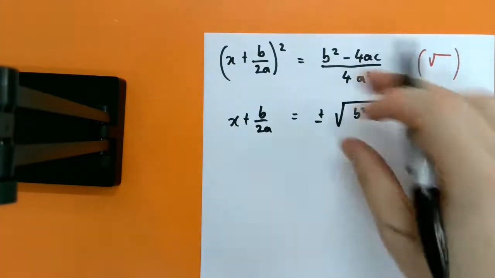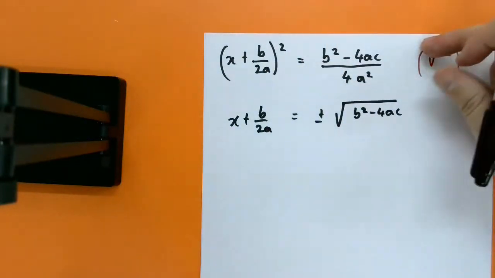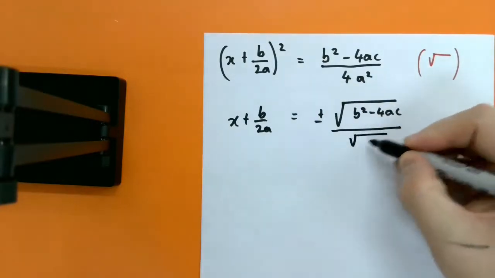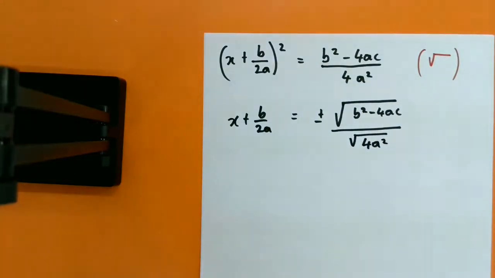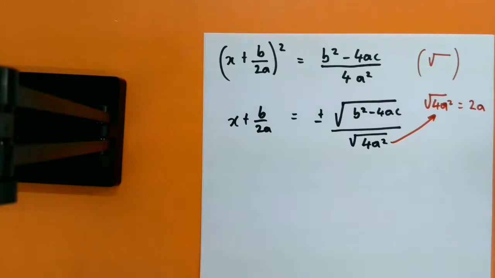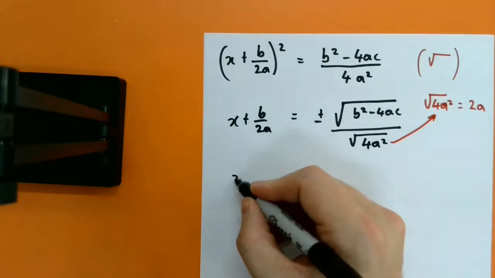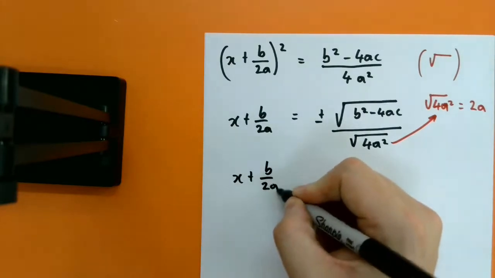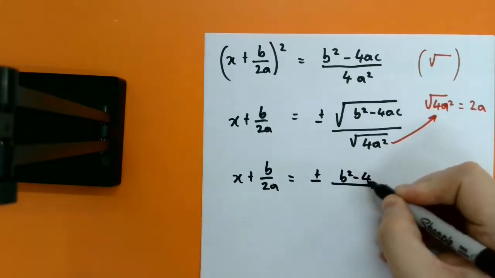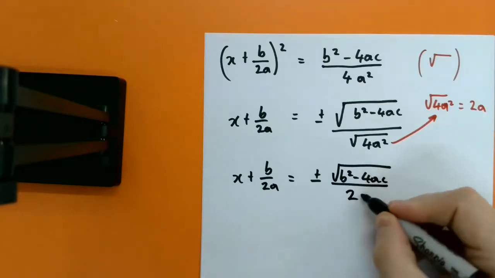Now if I take the square root of this whole fraction here, I can also take the square root of the top and the square root of the bottom. So I'm going to split this up into having the square root of the bottom like this. You'll notice I'm just going to come across here to save me having to write this out another time. The square root of 4a squared is actually equal to 2a. You can see that? Now let's just come down a line. We now have x plus b on 2a is equal to plus or minus the square root of b squared minus 4ac, all over 2a.